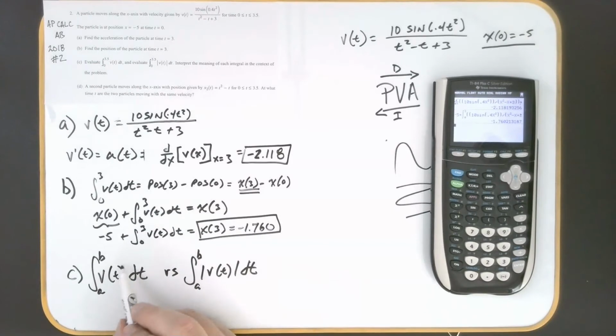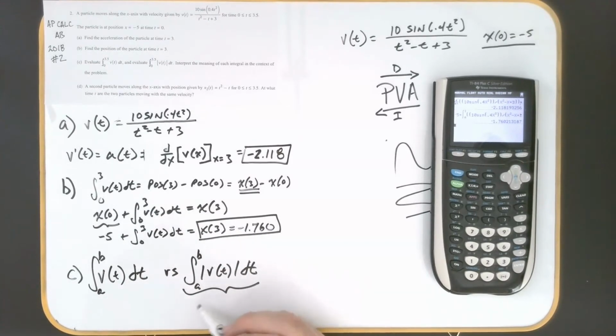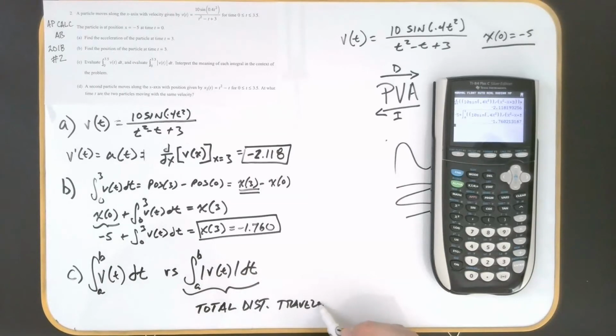If you have absolute value, you're going to find total displacement, or total distance traveled, we like to say. That's an easier one to get your mind wrapped around. Total distance traveled, whereas this just gives you displacement.